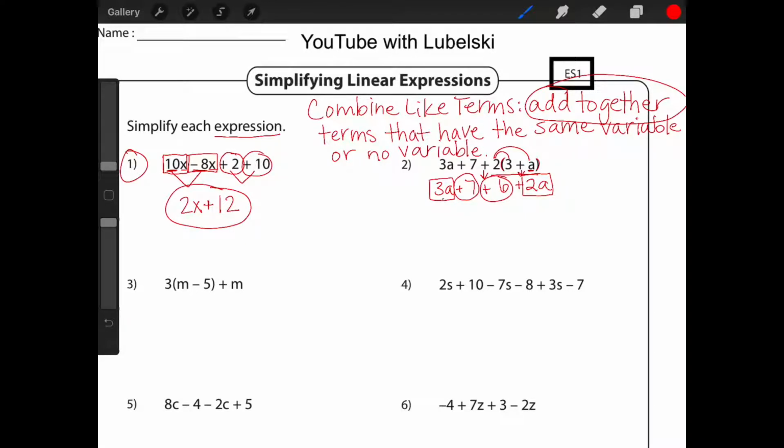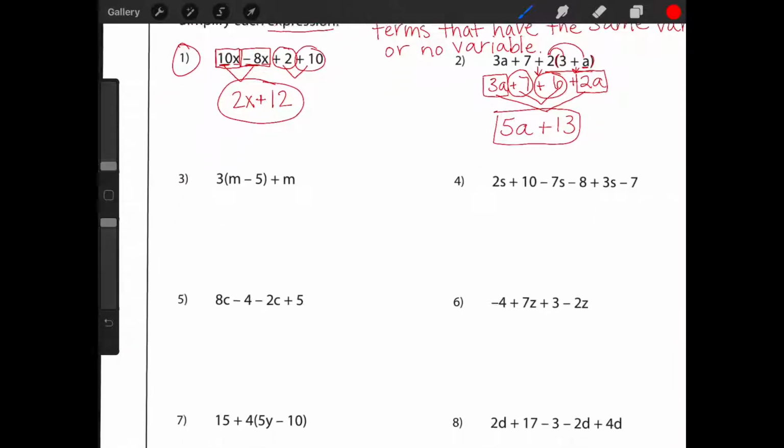Now we're going to combine. If I have 3 a's and 2 a's, altogether I have 5a, plus if I have 7 and 6, and they're both positive, I have altogether 13, which is my constant. So there's my final answer.